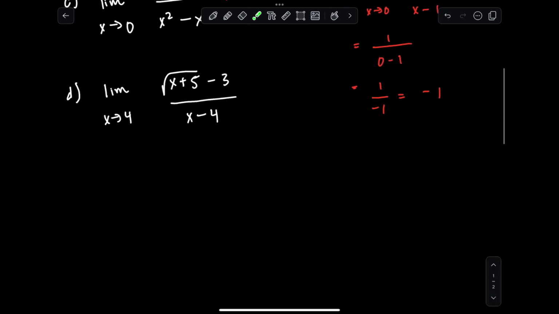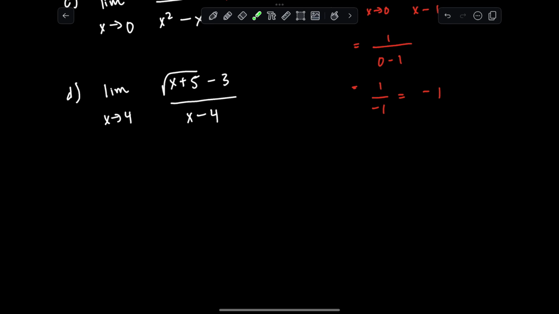Alright? Now for the last one, we're going to be finding the limit of this expression right here as x approaches 4. But notice that if you plug in 4, 4 minus 4 is 0, and so this leads to a 0 in the denominator, which leads to an indeterminate form. And so through algebra, we're going to want to rewrite this into a more useful format where we can appropriately calculate the limit of this expression as x approaches 4.